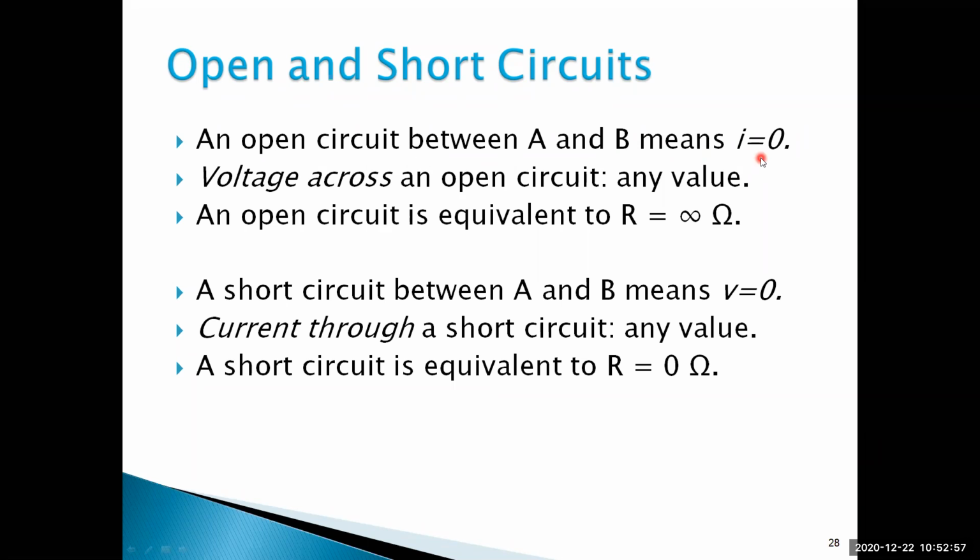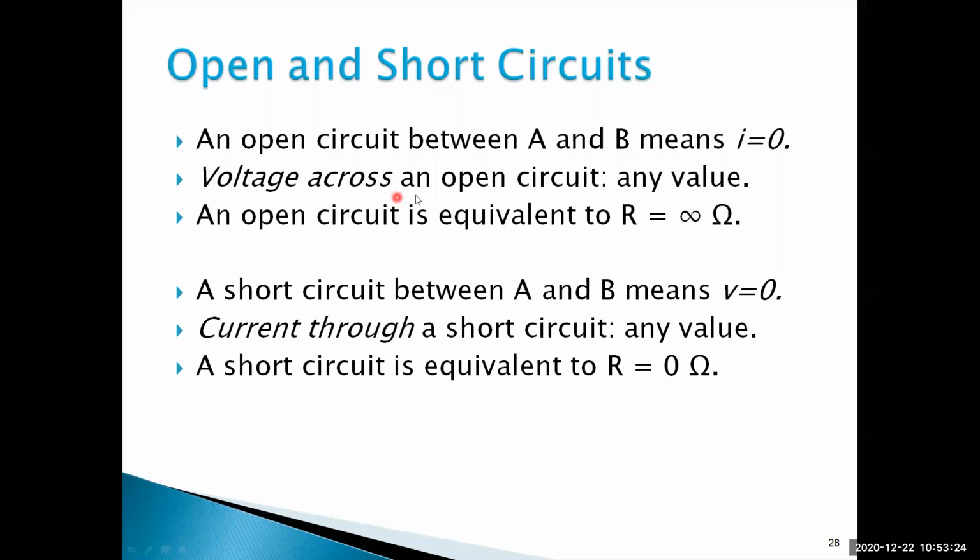Just like an open switch, no? Open switch means no current flows into the load. For example, a fan: when the switch is off, there is no current flow into the fan. That's why the fan is not working. Am I right or not? That means under open circuit condition, no current is passing through the load or device. That means current I is equal to 0.